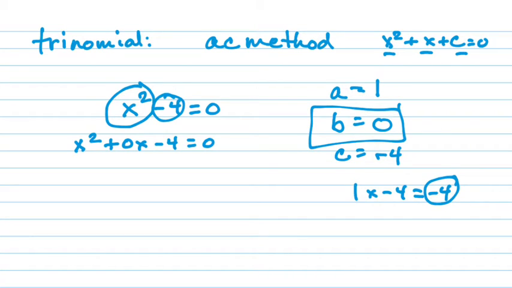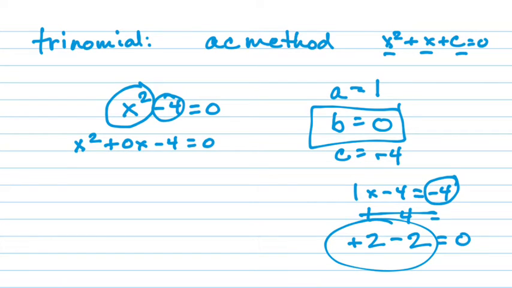Since that's negative, the signs will be the same or different? Different if it's a negative. That's the only way to multiply and get a negative. Okay? So 1 and 4 won't combine to make 0, I'm sorry. But 2 and 2, if that one's positive and that one's negative, what are you going to get? 0. So your two numbers that you're going to use, so you're going to get x squared plus 2x's minus 2x's minus 4. Break it in half.